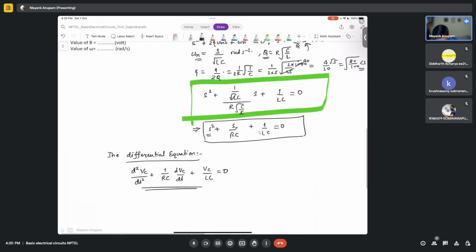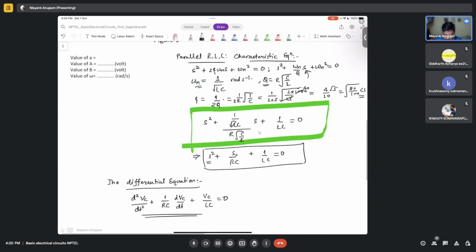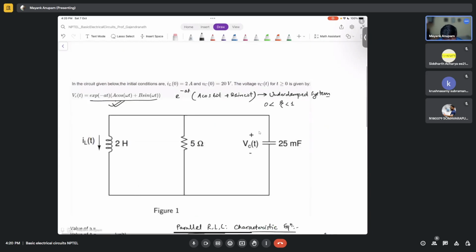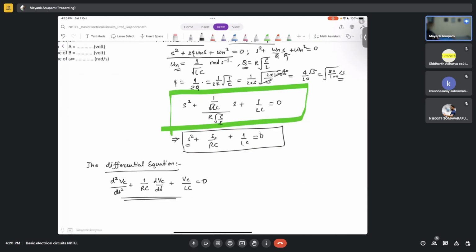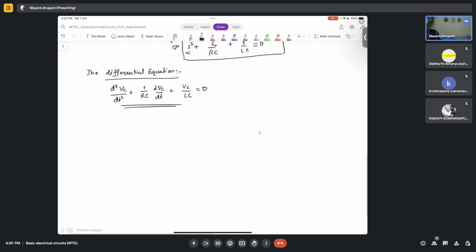So now let's find out all the different parameters. First of all, let's calculate what will be the response of an underdamped system. So this is the general solution: d2 vc by dt square plus 2 zeta omega n into dvc by dt plus vc into omega n square is equal to 0.